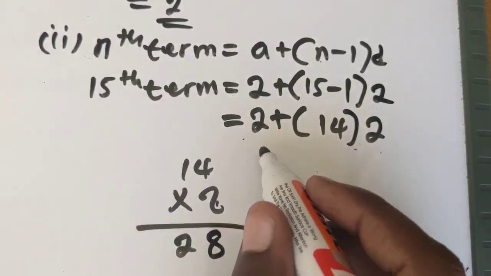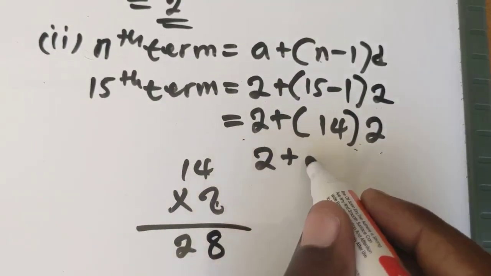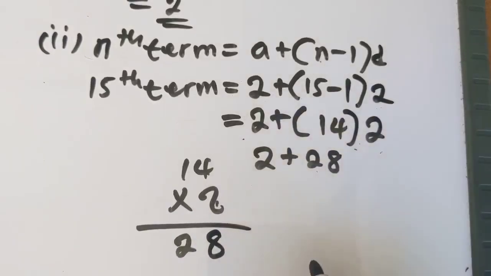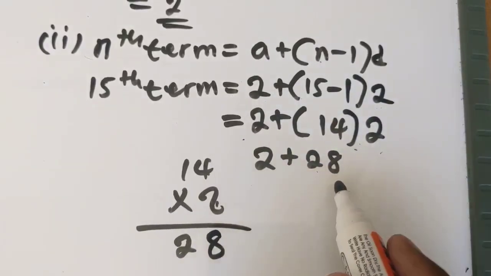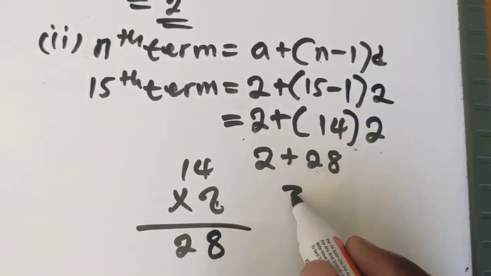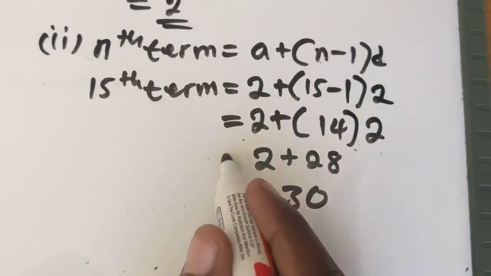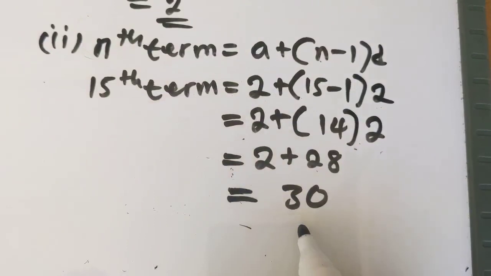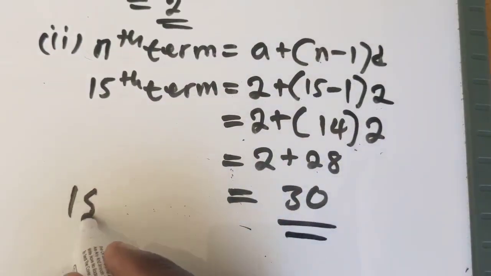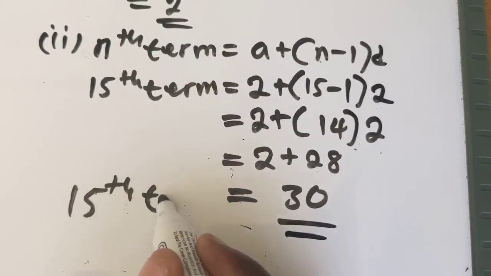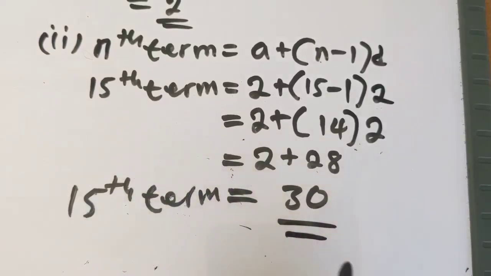Meaning that here you are going to put 2 plus 28. So what is 2 plus 28? You find that the answer is 30. So that is how you do it. Meaning that the 15th term is 30.